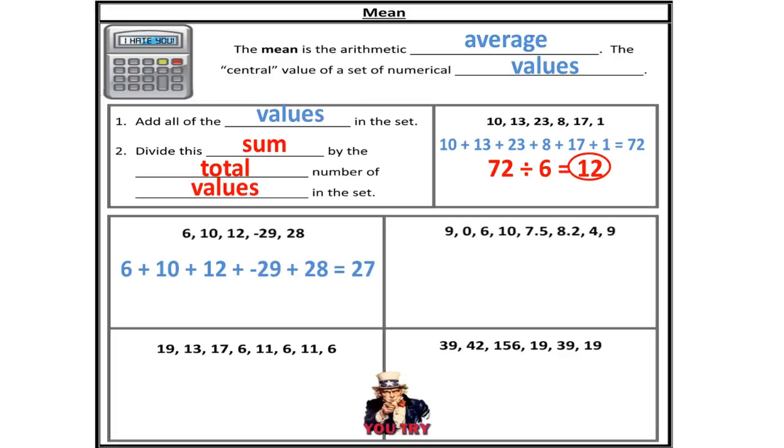So now that I have my sum of 27, I'm going to divide it by how many values there are. There are 5 values: 6, 10, 12, negative 29, 28. That's 5. So 27 divided by 5 gives me 5.4. Notice that the mean does not necessarily have to be one of the values in the list. Sometimes it is, sometimes it isn't.